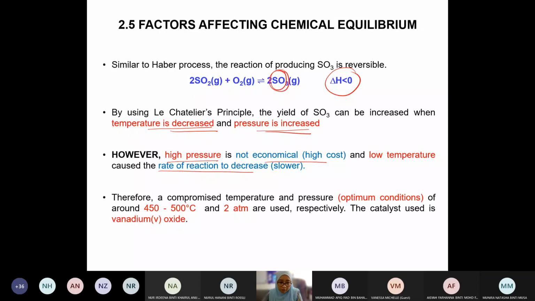Okay, therefore, a compromised temperature and pressure, which is the optimum condition of around 400 to 500 degrees Celsius and 2 ATM. This one, the ATM dia is not as high compared to Haber just now, 200. This one 2 ATM. But consider lebih, kita punya current is 1 ATM, dia 2 ATM. Okay, so the catalyst used is vanadium 5 oxide. Right? Okay, so please memorize the catalyst used for both reactions.